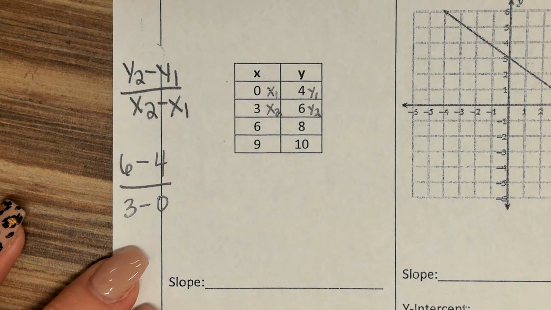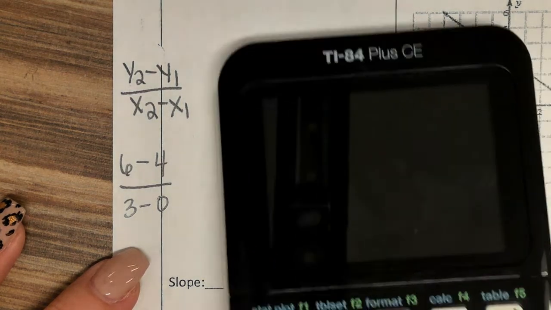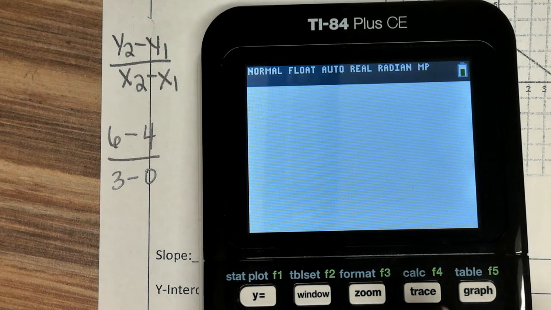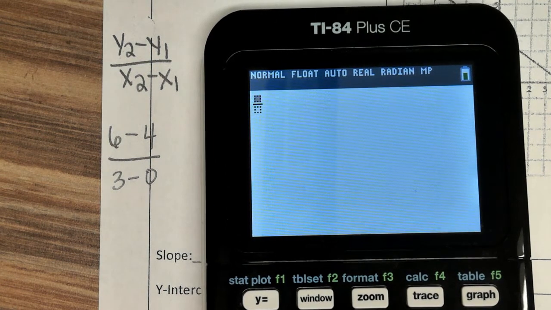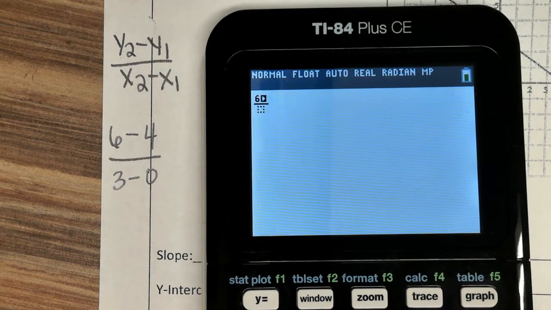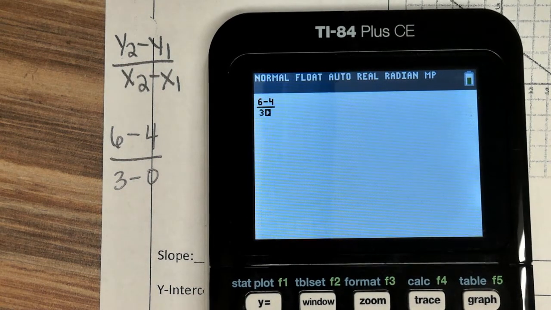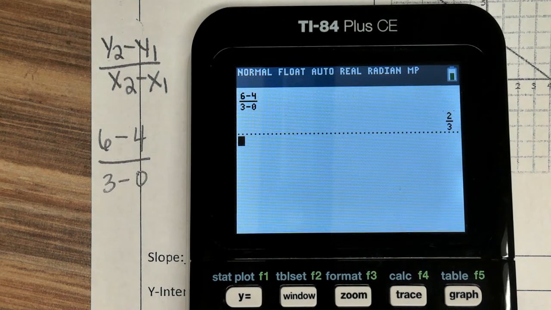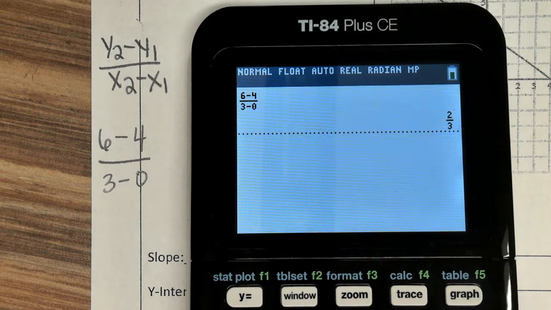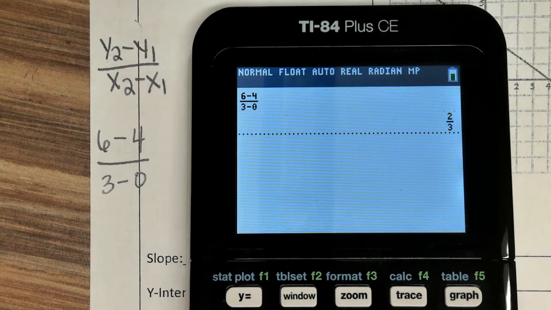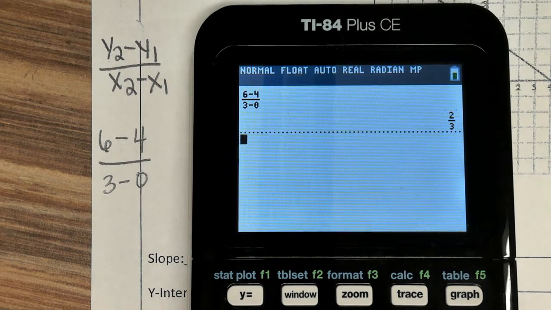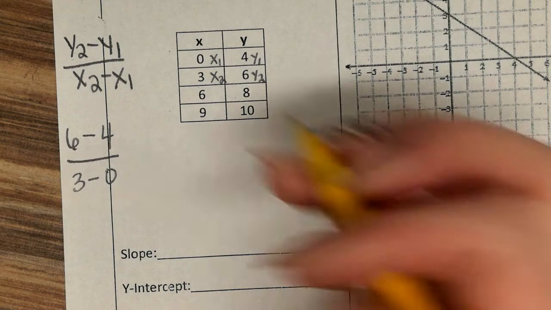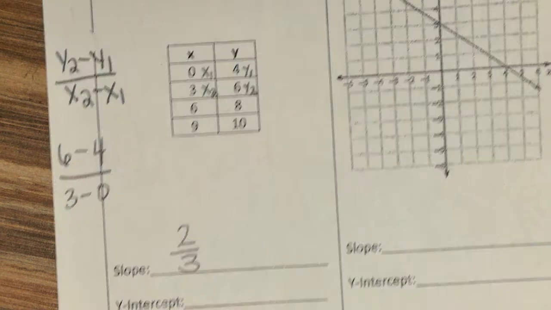When you put this in your calculator, if you want to put it all at the same time, simply do it in alpha y equals. So everybody open your calculator and do alpha y equals option 1. Type in 6 minus 4 on the top and 3 minus 0 on the bottom. And that is your slope. 2/3. Could you write that as a decimal if it asked you to? You would just hit what? Math, decimal, enter. It does whatever way the question wants you to write it. So my slope is 2/3.